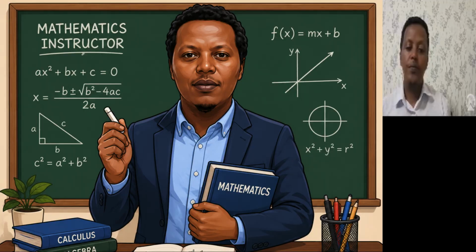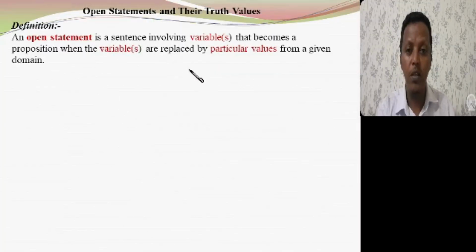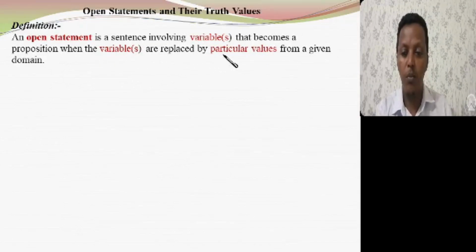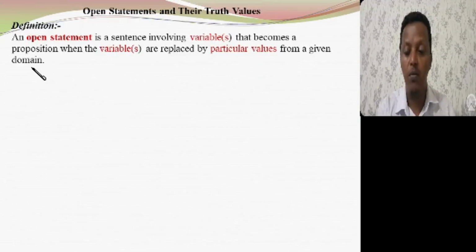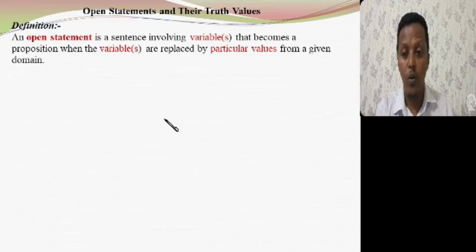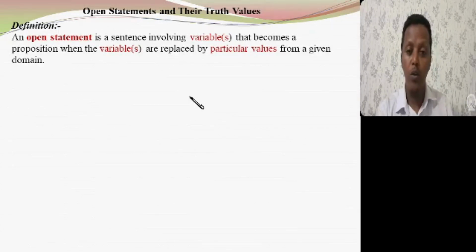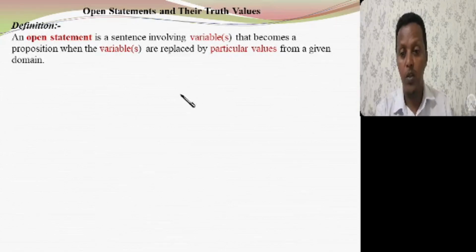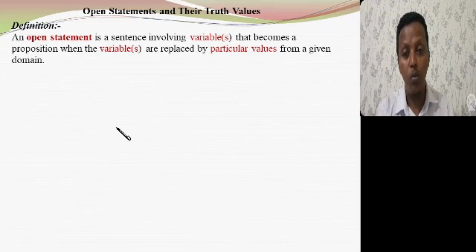Let's get started. Now, an open statement is a sentence involving a variable or variables that becomes a proposition when the variable or variables are replaced by particular values from a given domain. So when you say open statement, it means what? A sentence containing a variable, one or more variables. And this sentence containing a variable will be converted to a statement when we replace the variable or the variables by the corresponding values from their domain. So such a sentence, we call it an open statement.